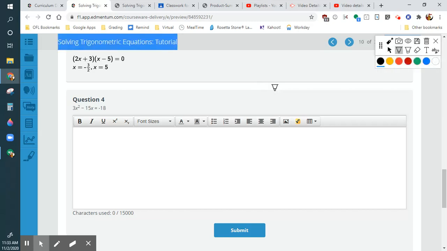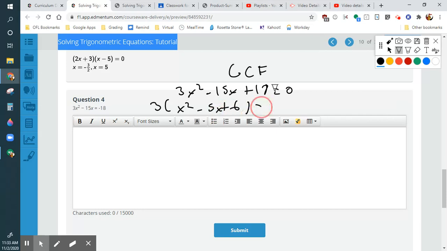So what we're going to do here, move this over, plus 18. And then I notice, wait a minute, there's a GCF here. I can literally divide everything by 3. So if I take out a 3, I get x squared minus 5x plus 6. So what I can do here now is a box method for only x squared minus 5x plus 6. This makes it a little easier for me to do.